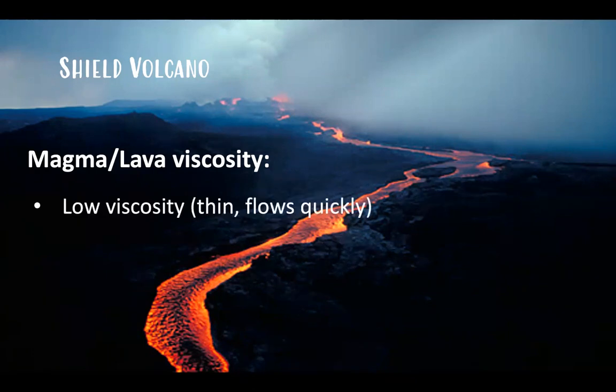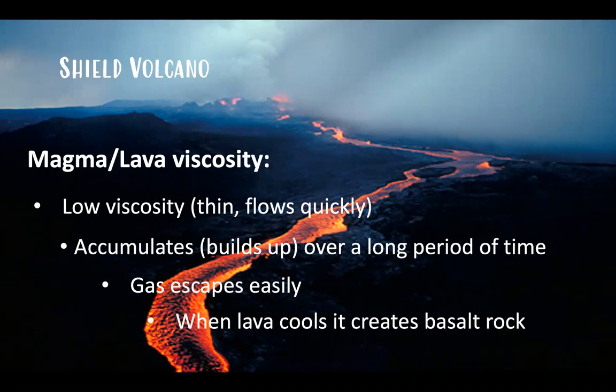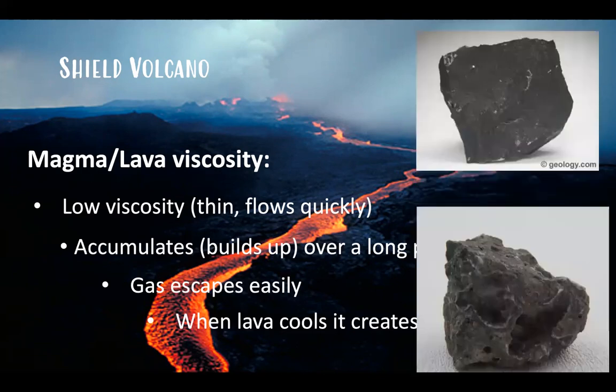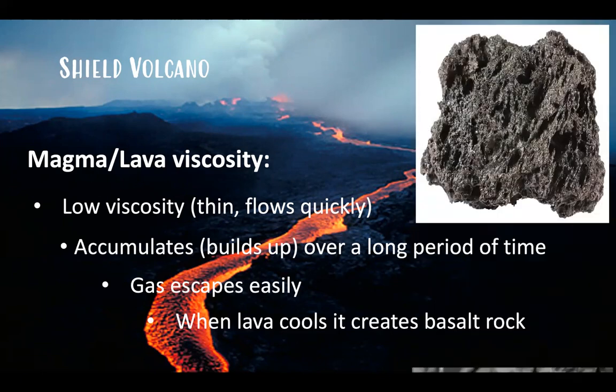Low viscosity, thin, like blowing bubbles in chocolate milk. It accumulates over a long period of time, so it's constantly flowing and it's constantly building. The gas escapes easily, so not usually big explosions, although it can build up. Okay, when the lava cools, it's creating this basalt rock. So there's an example of basalt rock. You've probably seen things like some of these before.